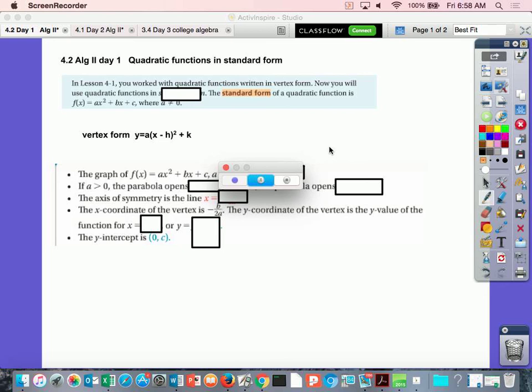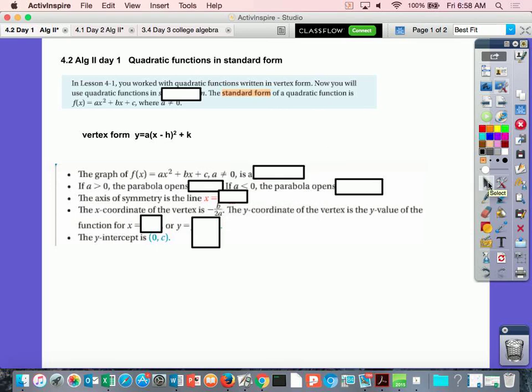Okay, we're going to talk about quadratic functions today, just as we did yesterday. The only thing is that we are not going to be able to determine what the vertex is by looking at the function. So for example, yesterday, we maybe had something like this, where we could tell the vertex by looking at it. Okay? We won't be able to do that today because it's not going to be in vertex form, it's going to be in standard form.